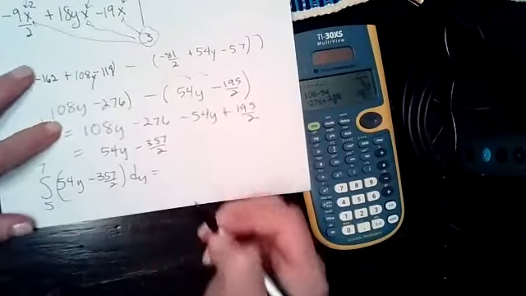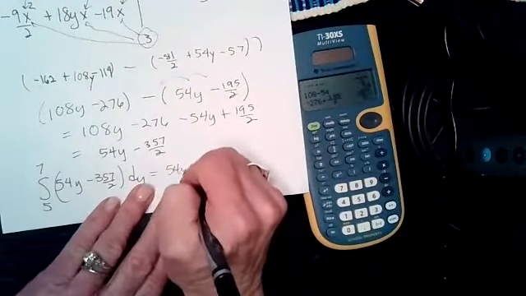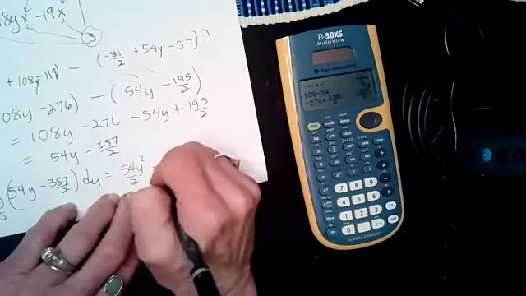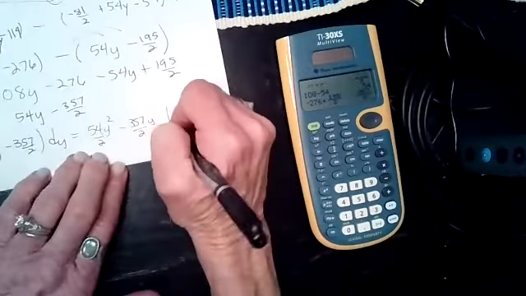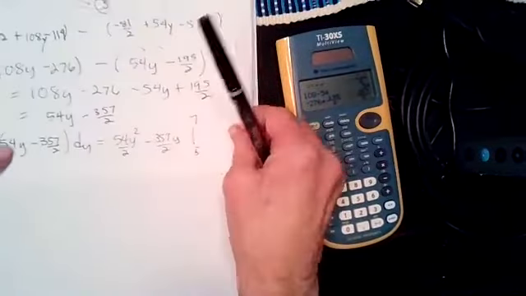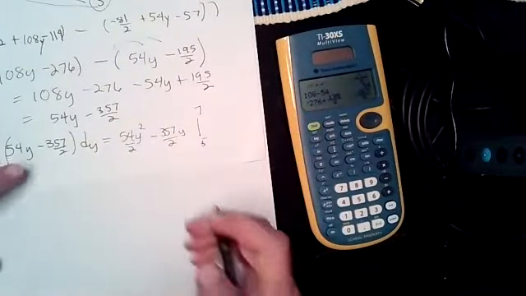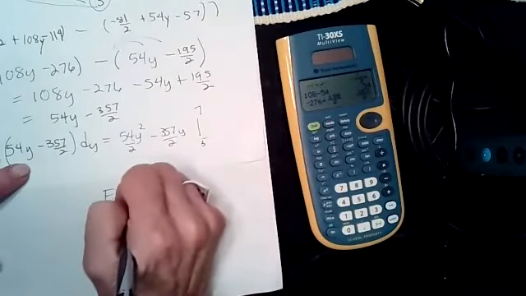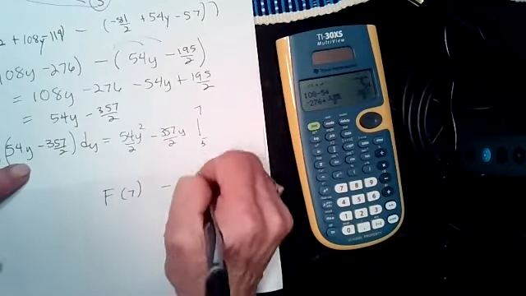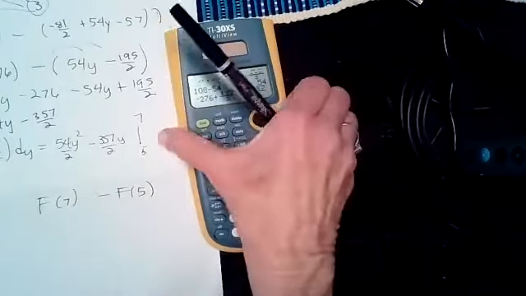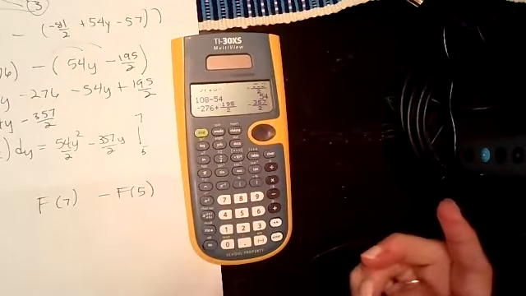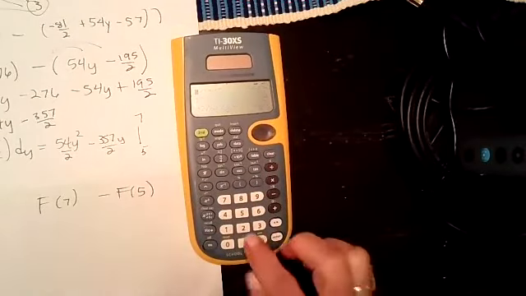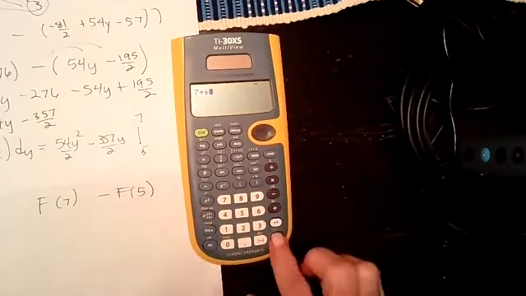I'm integrating with respect to y, so it's 54y squared over 2 minus 357 over 2 times y, from 5 to 7. Okay, so here we go. F of 7 minus F of 5. So I definitely am going to do 7 store for y and enter.